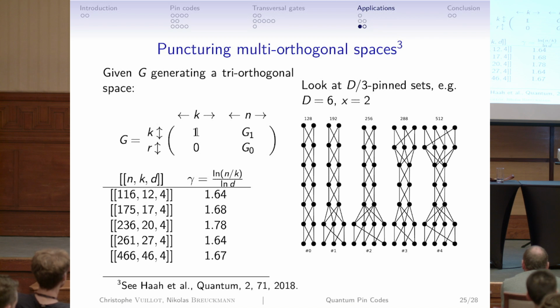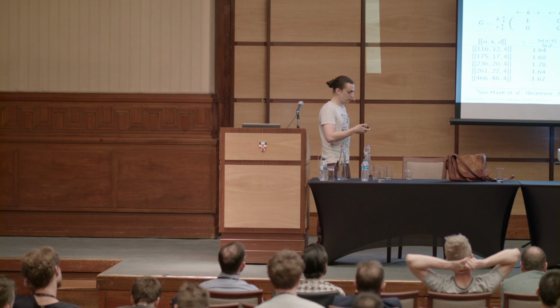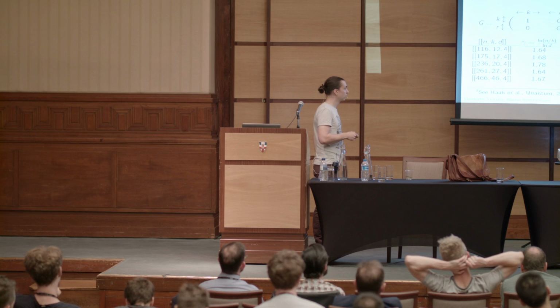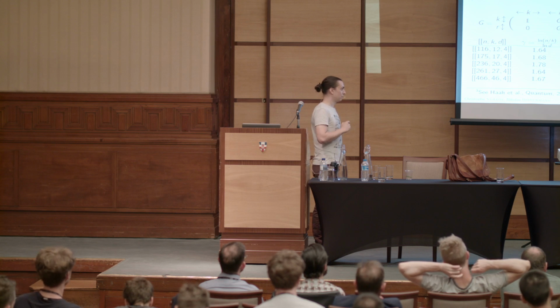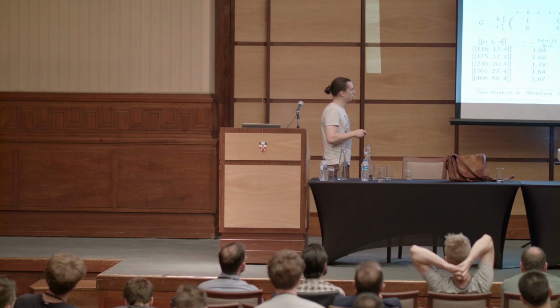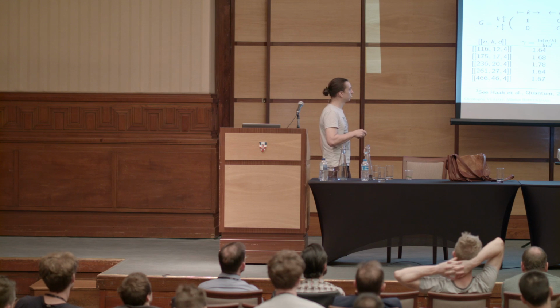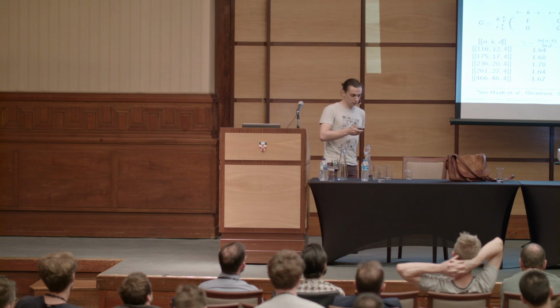If you take these codes, look at the 2-pin set on them, and then puncture them randomly, you can get these parameters, which are pretty nice. You get distance 4 with some okay rates. If you look at the gamma parameter, which is often looked at in these protocols, we don't beat Haah and Hastings. We didn't even find the best that they found on the Reed-Muller one, but it's probably computing time.